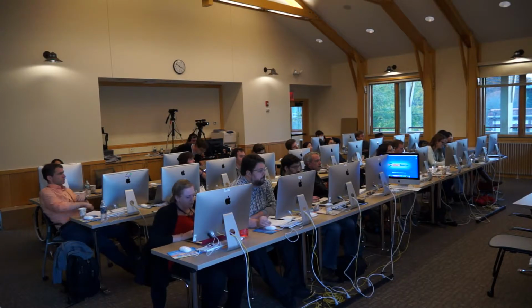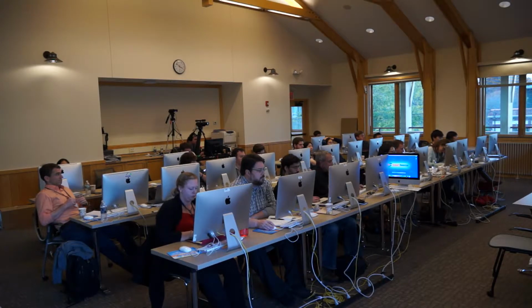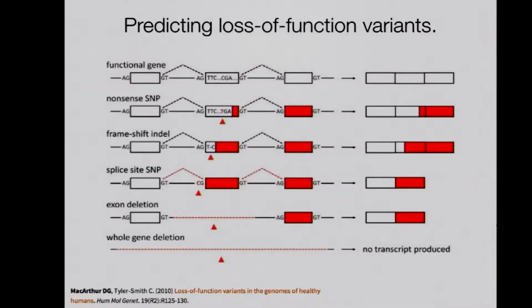So that gets to another question of what does loss of function actually mean? How do we computationally predict loss of function? And there's a nice paper from Dan MacArthur, gosh, almost 6 years ago now, that sort of got at the fundamental problem here. So we tend to think of loss of function variants in 4, possibly 5 categories. So one is when a nucleotide change introduces a stop codon. So that's a nonsense or a stop gain mutation.